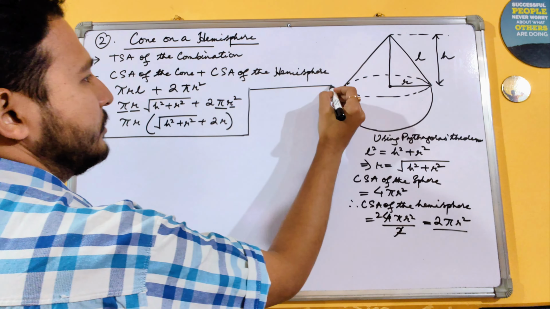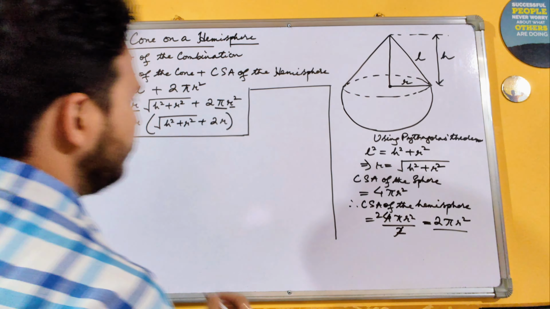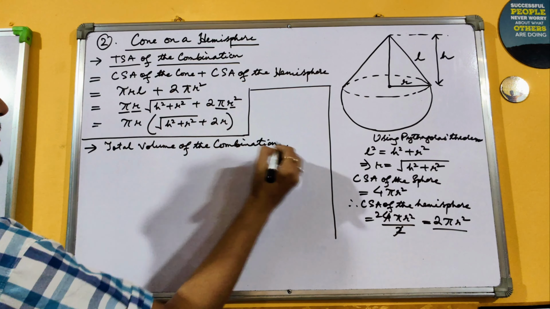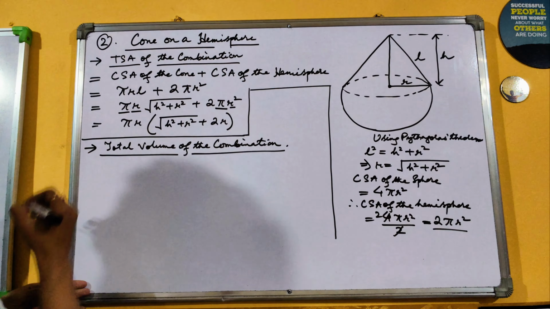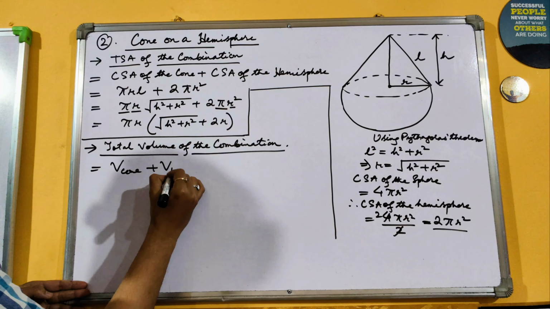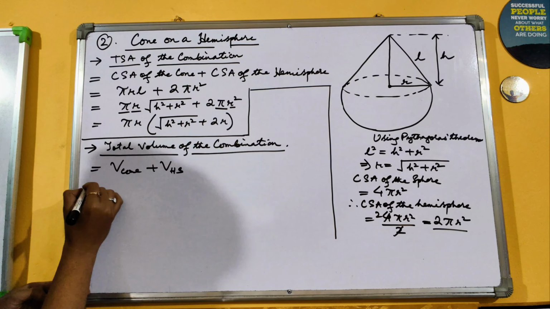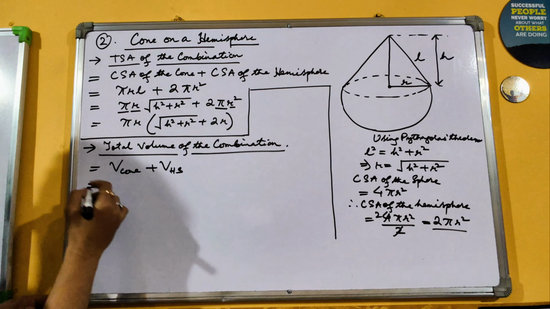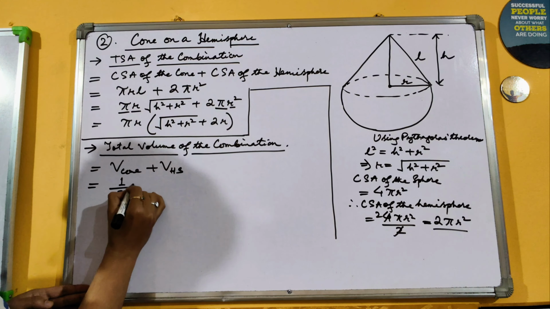Now let's find out the total volume. Next case, just underline this. Total volume of the combination. So that would be the volume of the cone plus the volume of the hemisphere. What is the volume of the cone? 1 by 3 pi r square h. We have done this in the previous one. 1 by 3 pi r square h plus the volume of the hemisphere.